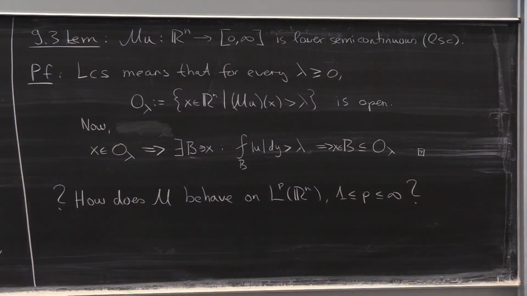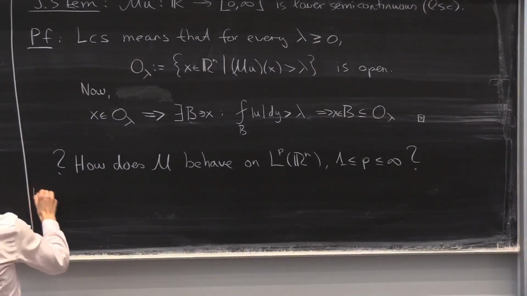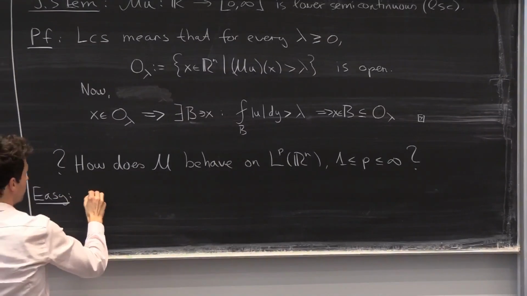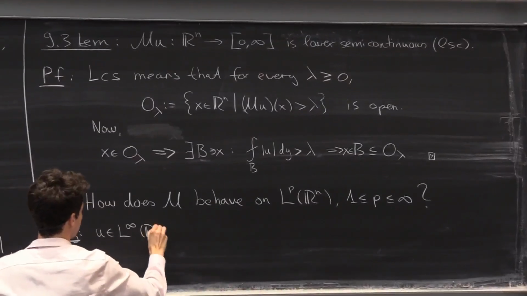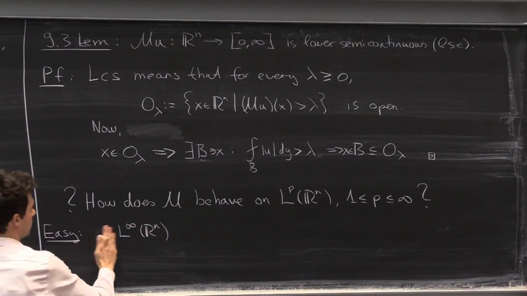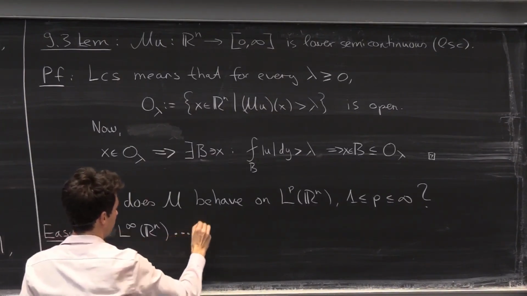And I'd say there's one case that is extremely easy. Namely, when p is equal to infinity. Imagine u would be an essentially bounded function. Okay. This case is easy. Why?